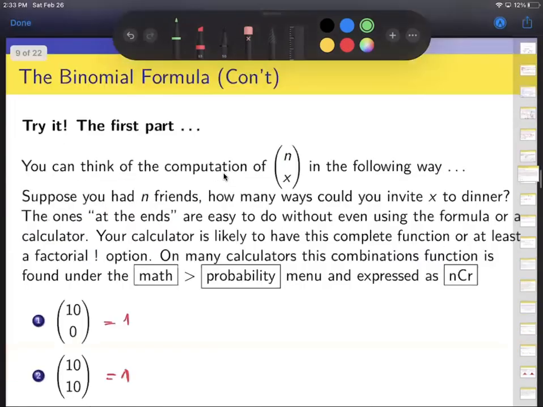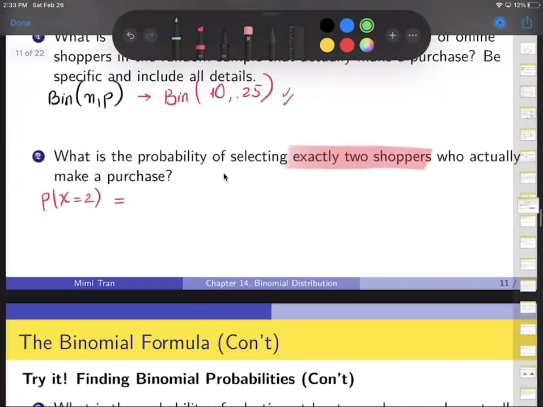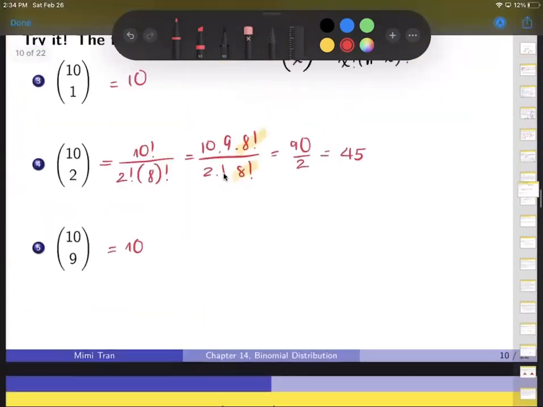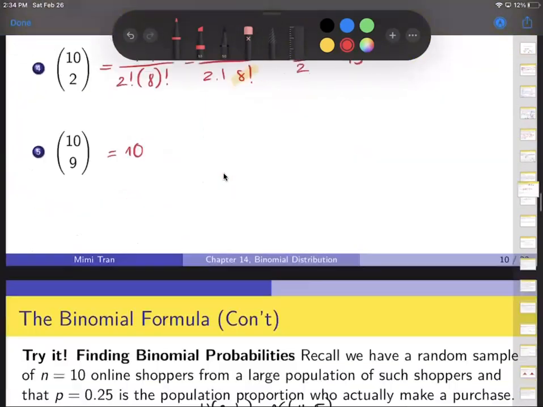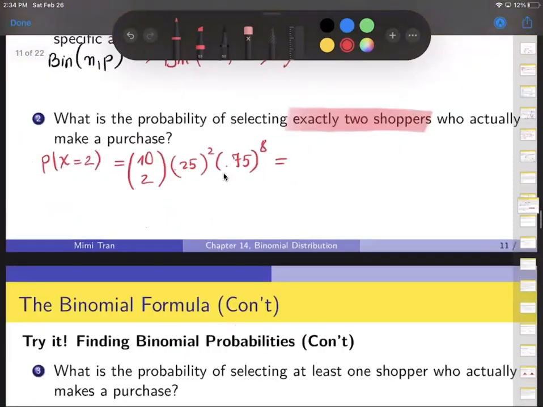So here, for exactly 2, it's 10 choose 2, times p to the x, which is 0.25 squared, times 1 minus p, which is 0.75, to the n minus x, 10 minus 2, which is 8. For 10 choose 2, we put it in the calculator, which gives 45. There are 45 ways to choose the 2 out of 10 who are going to make a purchase.